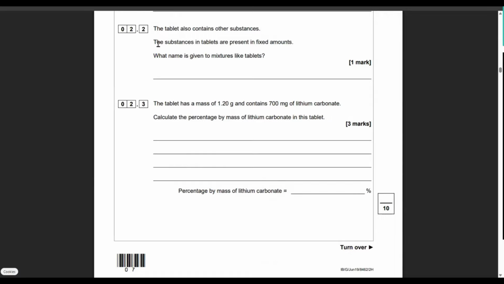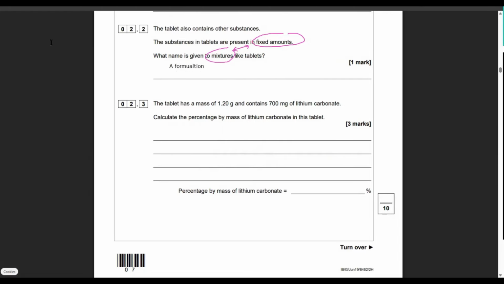Let's do 2.2. The tablet also contains other substances. The substances in the tablet are present in fixed amounts. What's the name given to a mixture like this? So here's the key bit you need to know on your revision cards. Mixtures that contain fixed, specific amounts are known as a formulation.